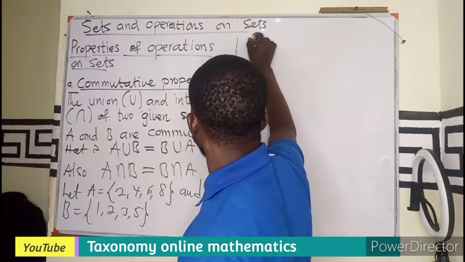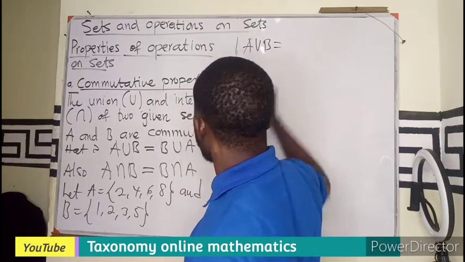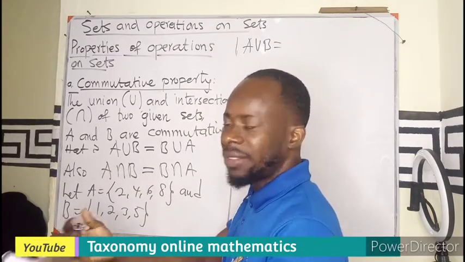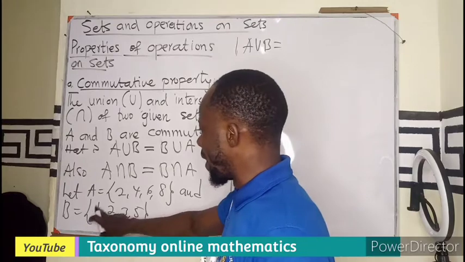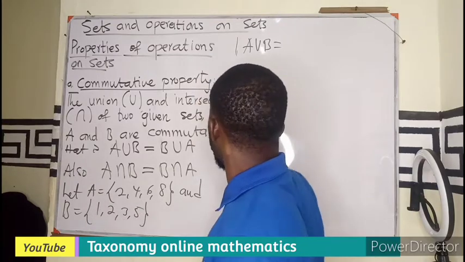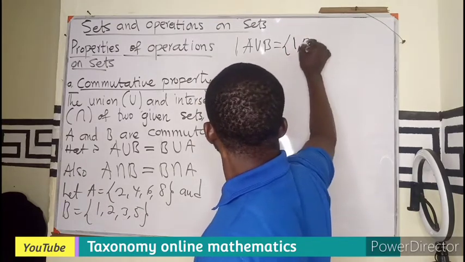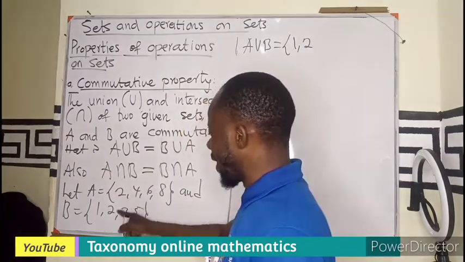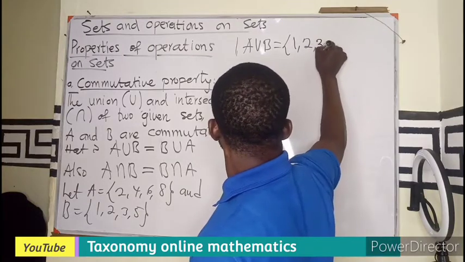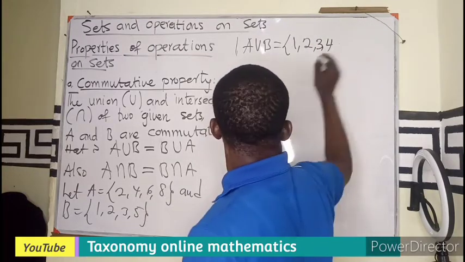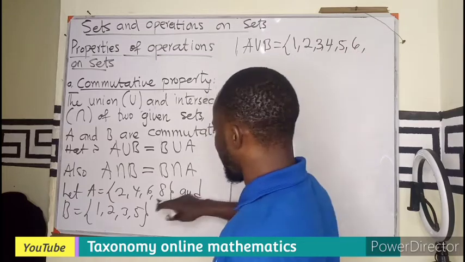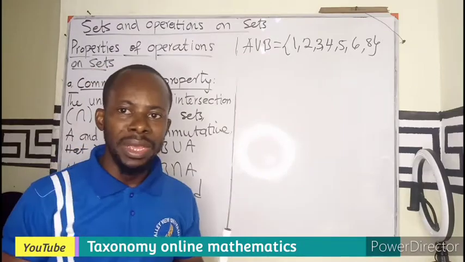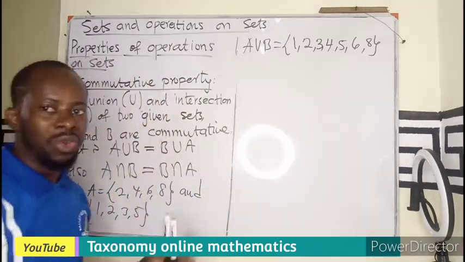Taking the first one, A union B, meaning combining the two sets, writing in ascending order from the smallest to the highest. Combining A and B, I know 1 is smallest, so the set 1, 2, even though 2 appears twice, you write it only once. The next smallest number will be what? 3. Then we have 4, 5, 6, and 8. That will be A union B, combining the sets A and B together.